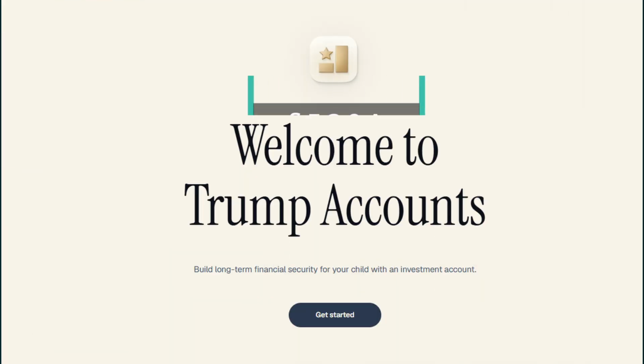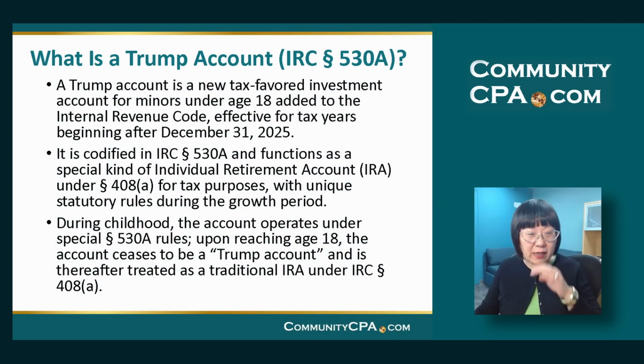Today the topic is Trump Account, IRC 530A, and we are going to talk about everything related to this and see how you are going to implement that in this year's tax filing. All right, what is a Trump Account? A Trump Account is a new tax-favored investment account.